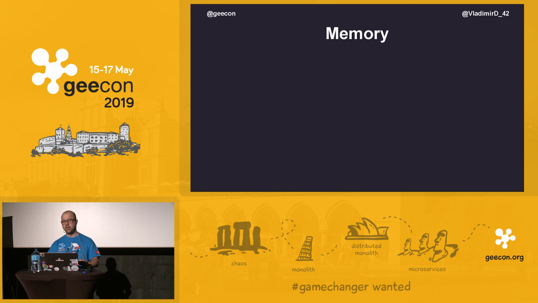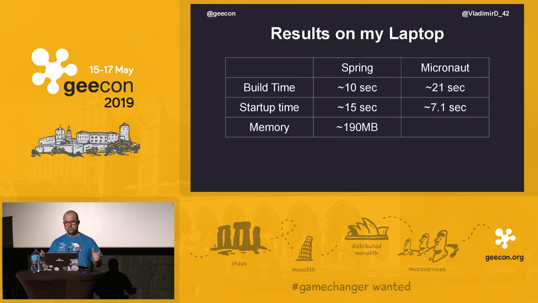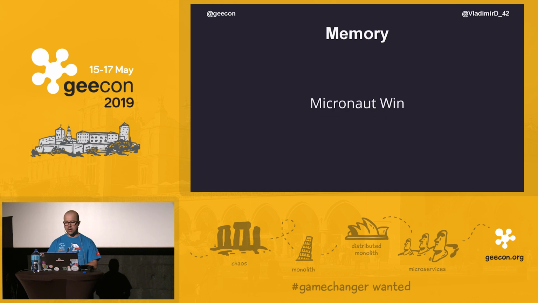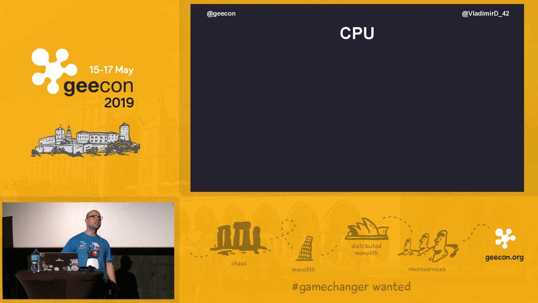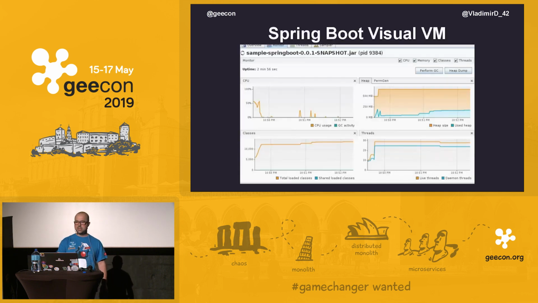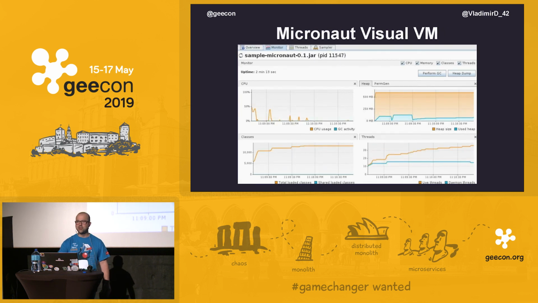Okay, how about the memory? Again, without any flags or tweaking, Spring Boot took around 190 megabytes. Micronaut 80 megabytes, which is much, much less. So again, I would say Micronaut wins. Okay, so now we come to CPU. Well, this is kind of tricky. This is how the Spring Boot application looked in Visual VM after some load. And this is how Micronaut looked in Visual VM after the same load.